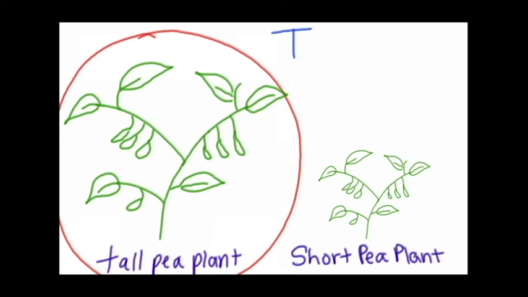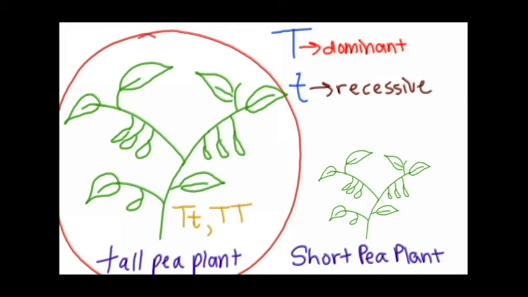Let uppercase T stand for the dominant trait. Then we have lowercase t for the recessive short trait. What this means is that it only takes one capital T to make a tall plant. However, it takes 2 lowercase t's to make a short plant. When he first crossed tall and short pea plants, the short trait factor seemed to disappear. However, when he kept on crossing, somehow the short trait factor appears again.